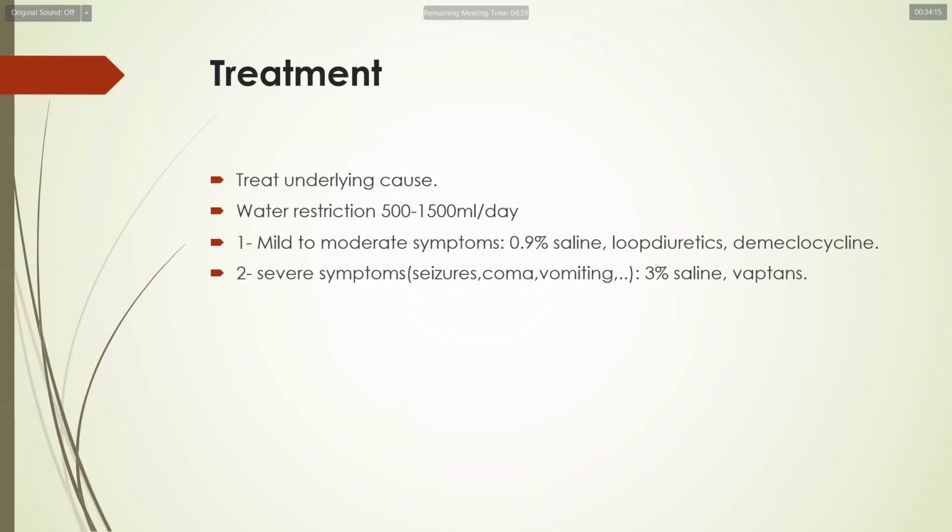بالسيفير سيمتومز لما نشوف سيجرز وكوما وفوميتنج نعطيهم 3% سلاين أو هايبرتونيك سلاينز وفايبتانز. بالمايلد ومودريت بنعطيهم لوب دايريتكس وممكن ديميكلو سايكلين. لوب دايريتكس ممكن نعطيهم بيوميتانايد.